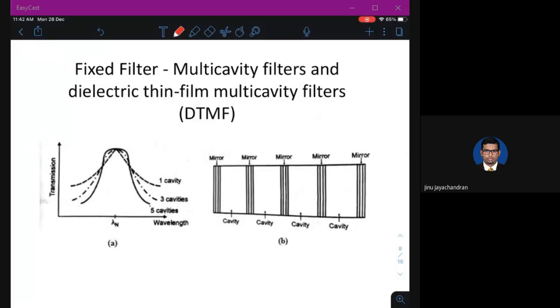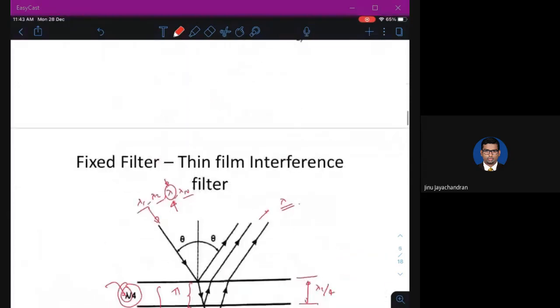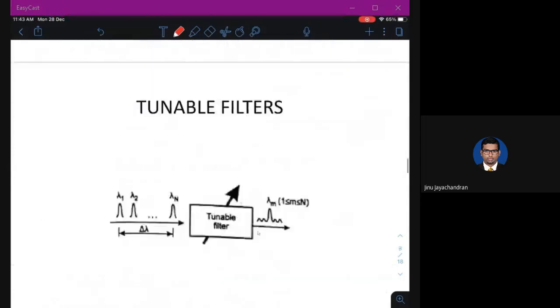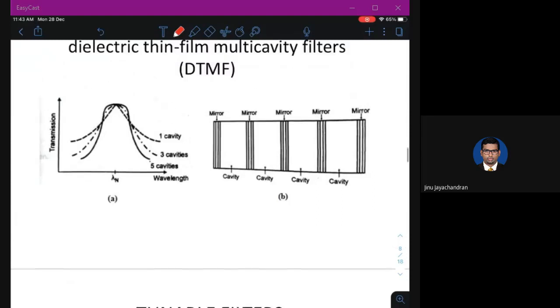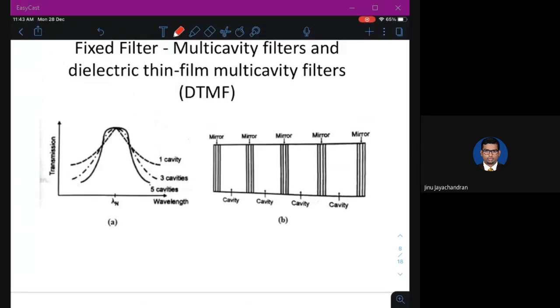Next are multi-cavity filters, the dielectric thin film multi-cavity filters, or DTMF. So here the working is exactly the same as that of our thin film interference filter. In the Fabry-Perot resonator you have only one such mirror at each end and there's a space. But in DTMF, you will have multiple such mirrors, okay?